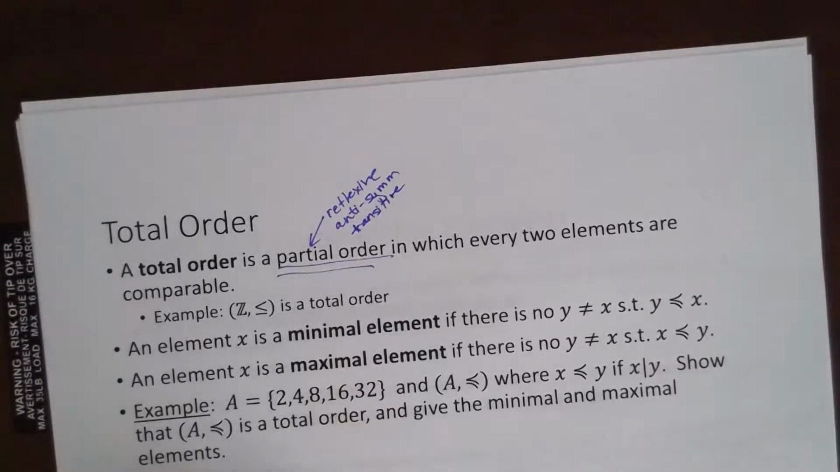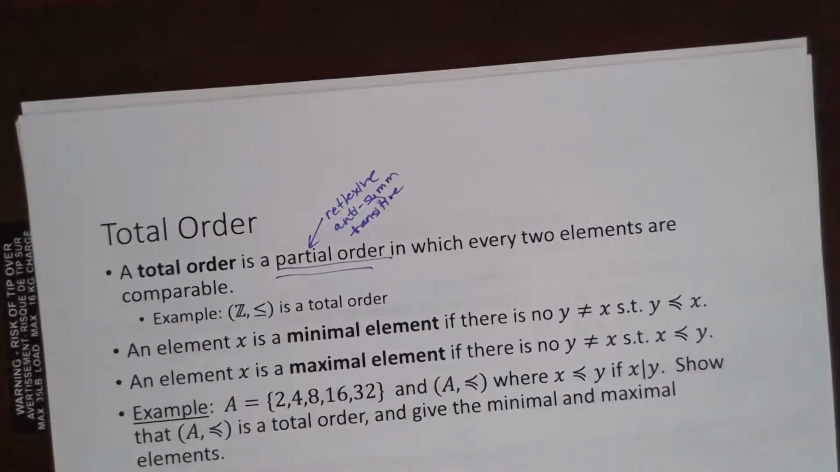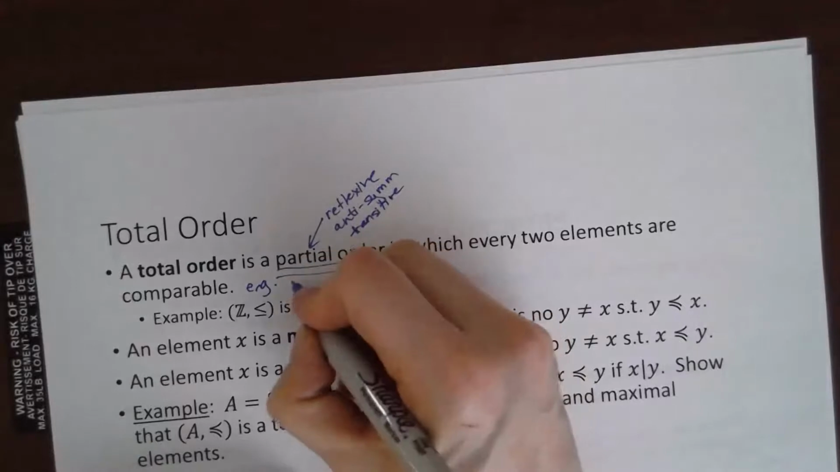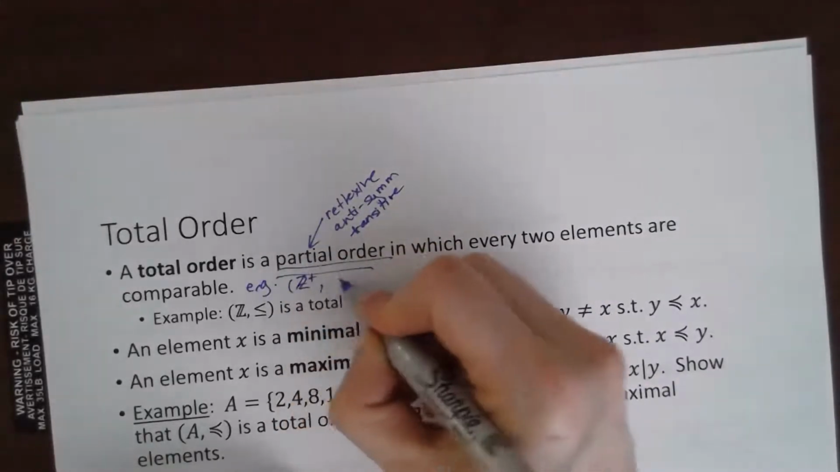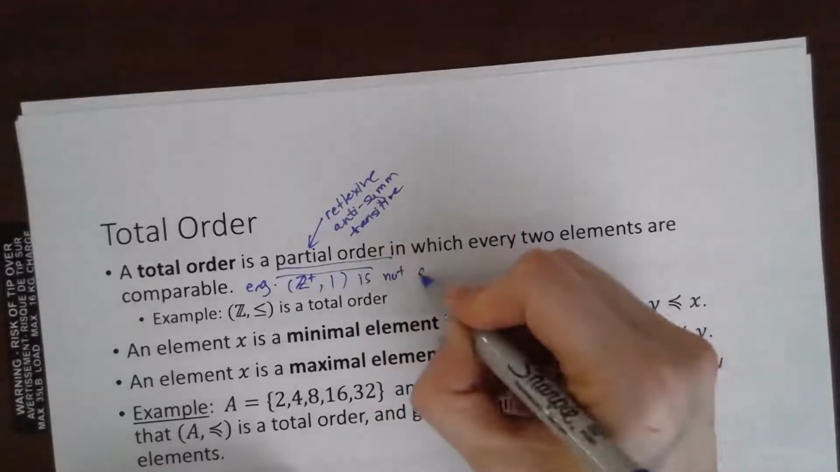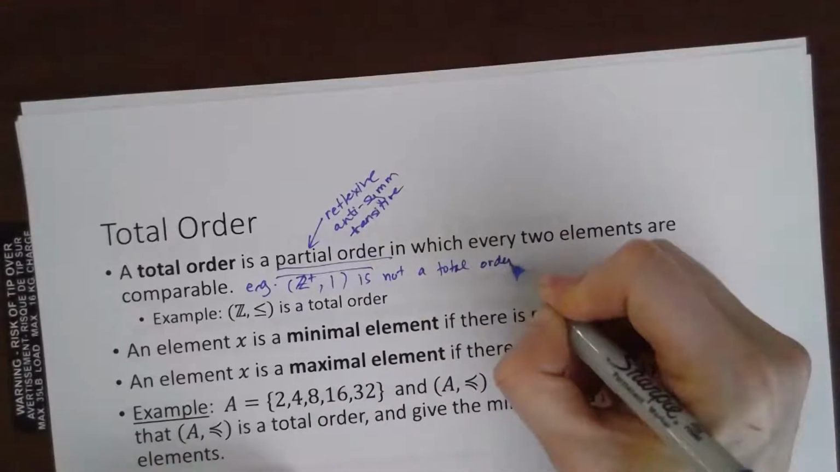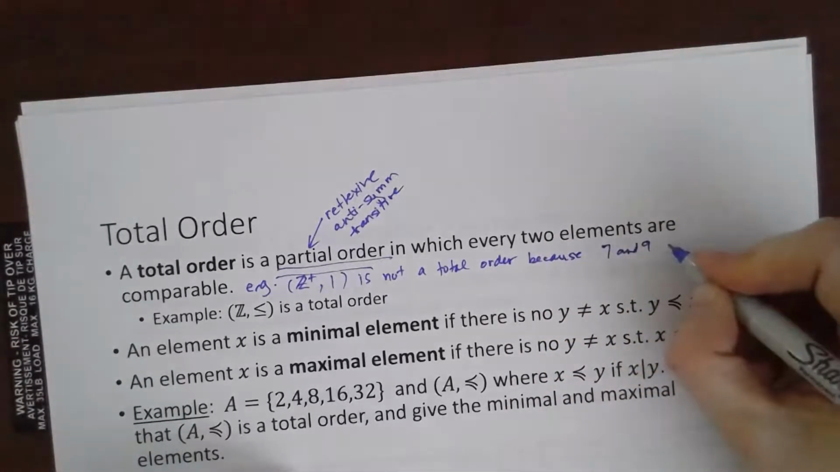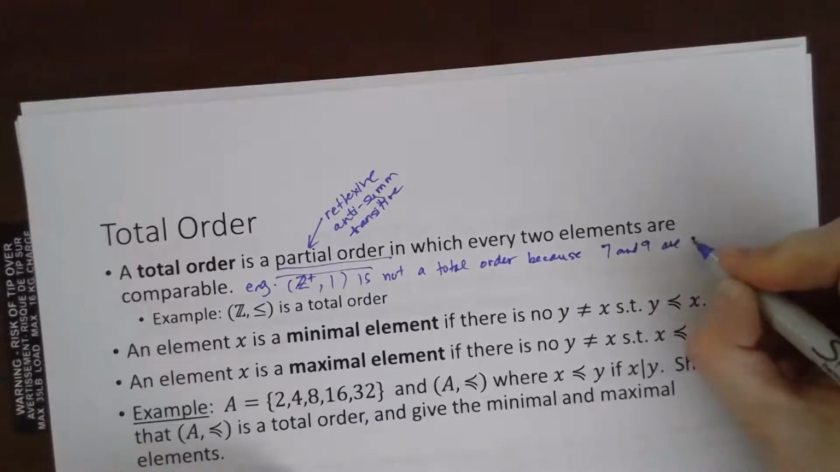But in addition to being a partial order, it's also true that no matter what two elements I pick from my domain, I'll always be able to compare them. So I never have any incomparable elements. For example, the one that we just looked at, divides, is obviously not a total order because we found some incomparable elements. So the positive integers with divides is not a total order because, for example, 7 and 9 are not comparable, or they are incomparable.